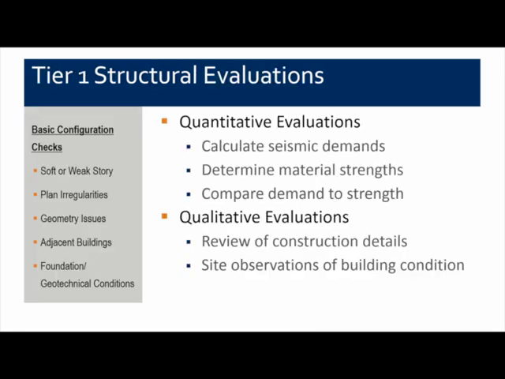So the basic configuration checklist, as shown on the left, would be some of the vulnerabilities that Kelly discussed: soft and weak stories, adjacent buildings, foundation, and geotechnical conditions. Some of these evaluations are going to be quantitative, where you need to define what your seismic force demands are on the building, determine material strengths, and then compare the strength to the demand. Other aspects of the evaluation will be more qualitative, which will require a review of construction details from the original drawings, if those are available, and some site observations of the existing building conditions.